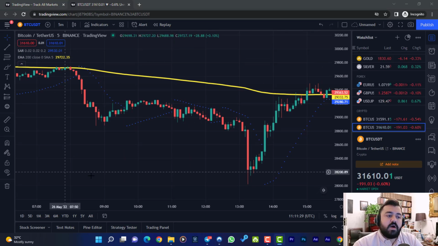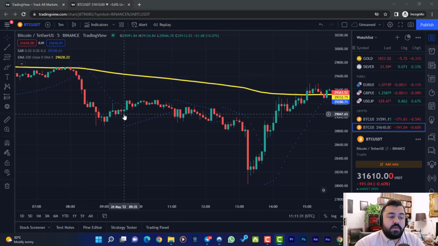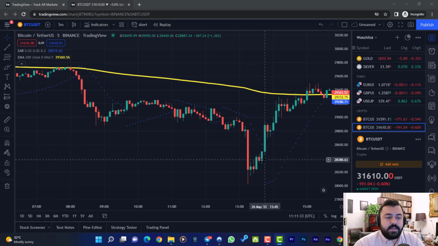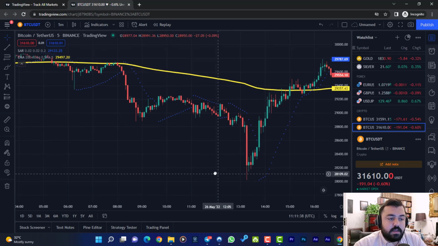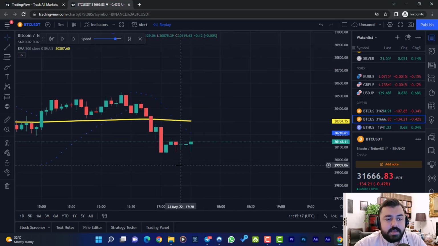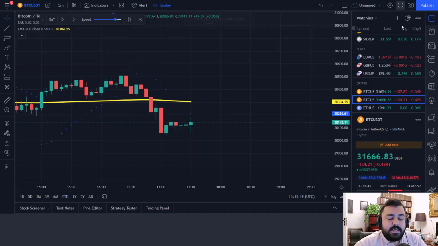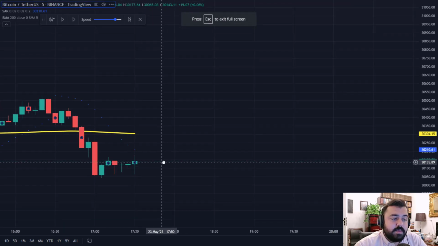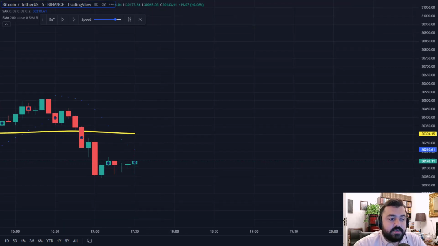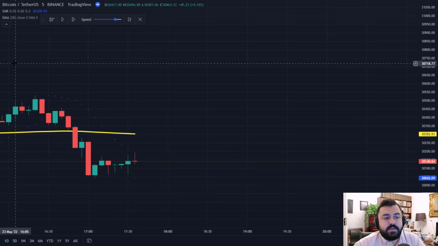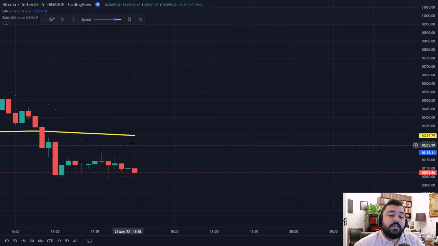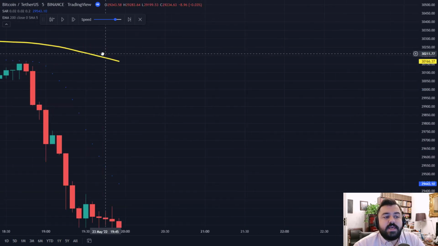Now, once you've identified the long-term trend, the next step is you want to wait for the Parabolic SAR to show the same signal as the long-term trend. For example, here we can see that the price is below the 200 EMA, indicating that the long-term trend is down. This means that we are waiting for the Parabolic SAR to also show bearish momentum by waiting for it to go above the candle. Once this happens, you take a short position.